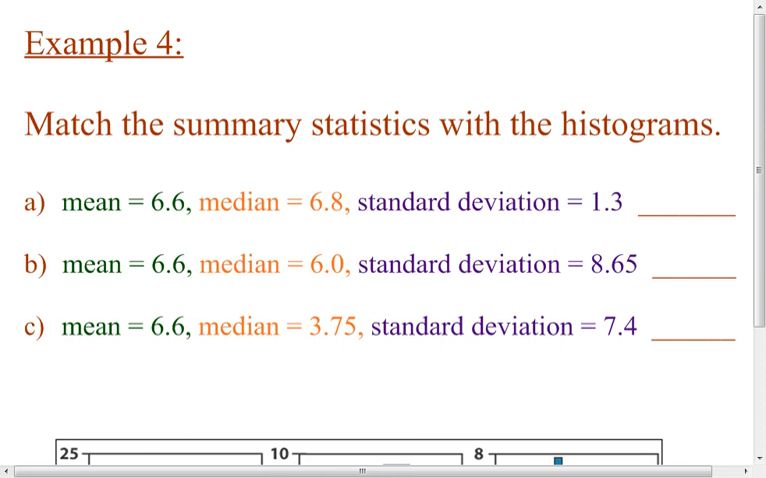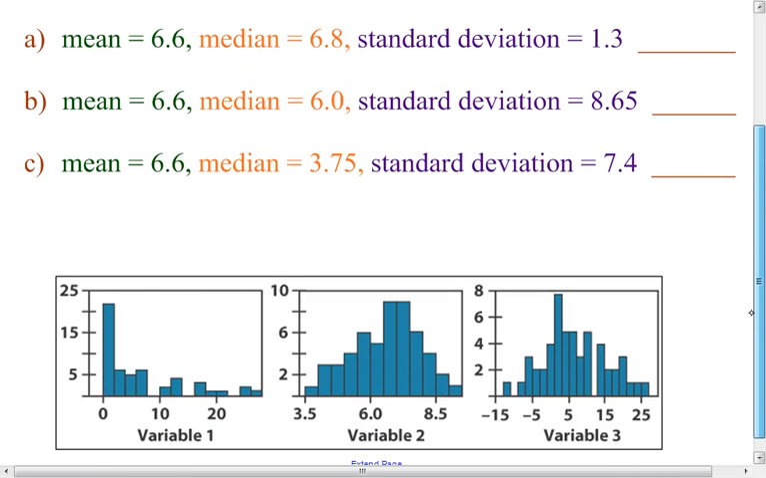All right, then the last one is I'm going to give you some measures of center and some measures of spread, and you are going to have to match the correct histogram to the correct measures of center and spread. Okay? So what I always have people do first is start with spread. And what I want you to do is compare the three sets.